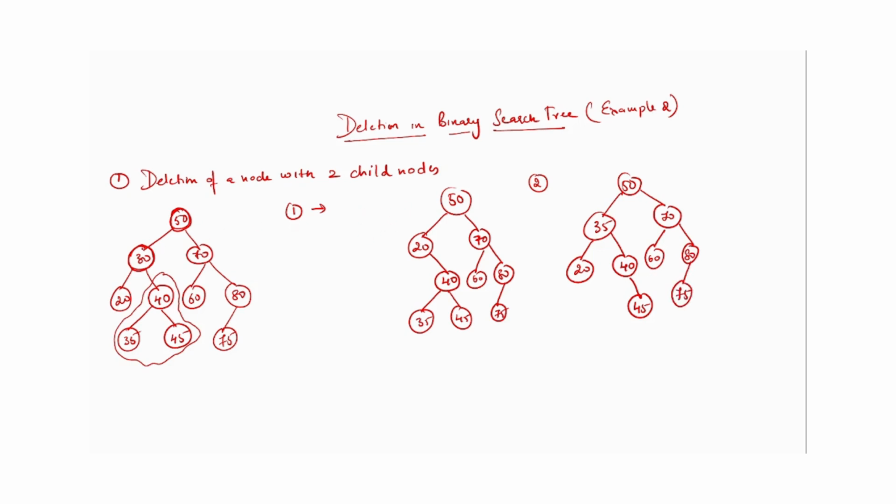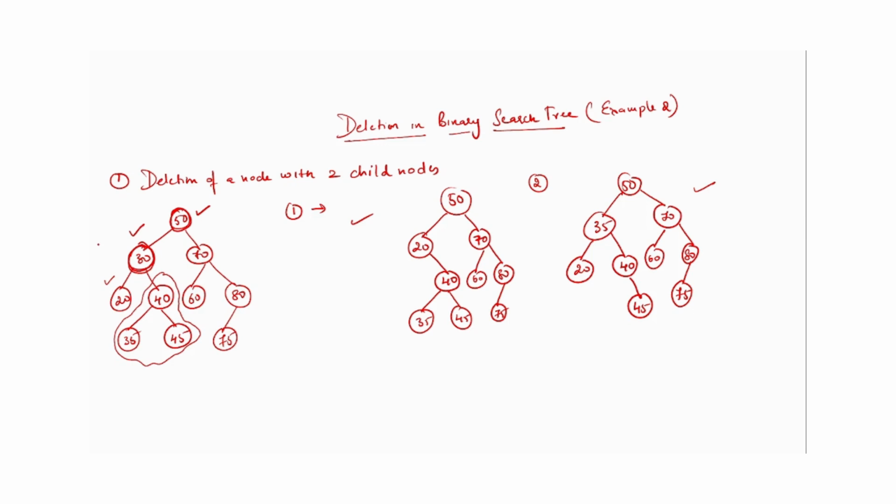In the first case, I want to delete 30. For deleting 30, I replace 30 with the largest element of the left subtree, which is nothing but 20. In the second case, I want to delete 30. Therefore, I have replaced 30 with the smallest element of the right subtree of 30, that is 35. So here I get this tree, right? We have seen two cases and two examples. In the first example we deleted 50, in the second example we deleted 30.